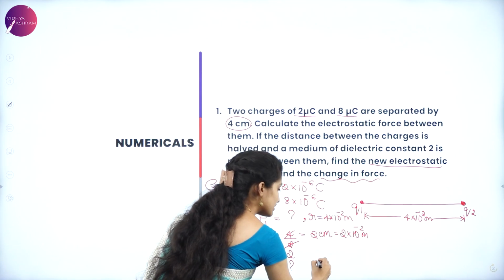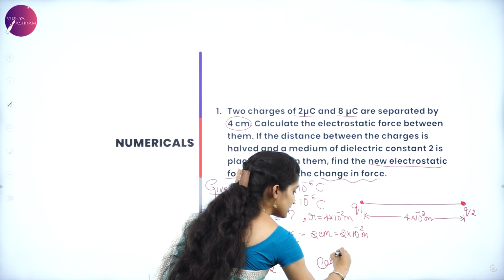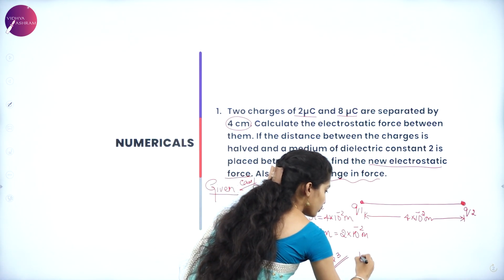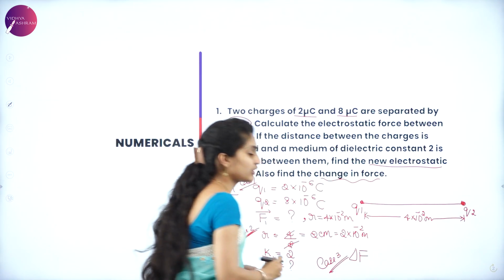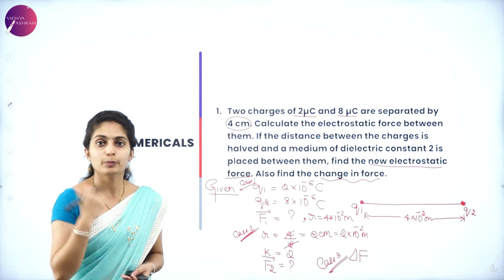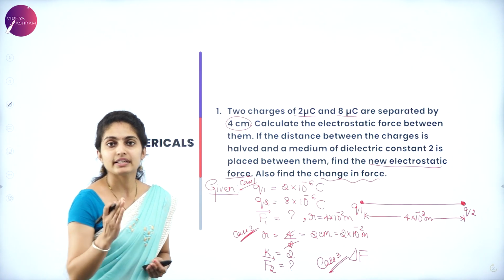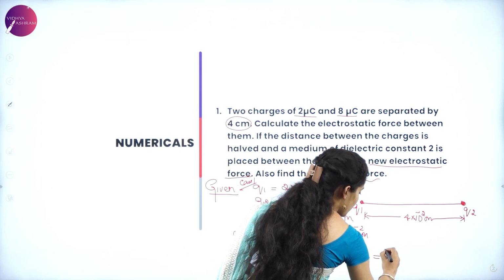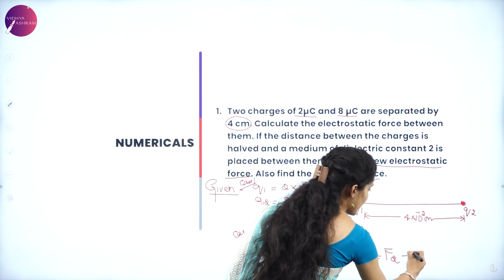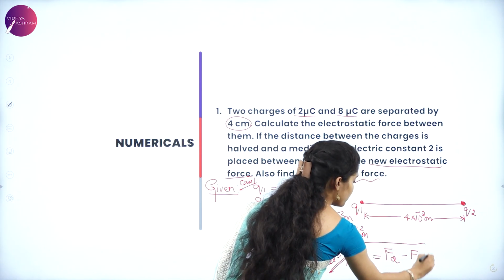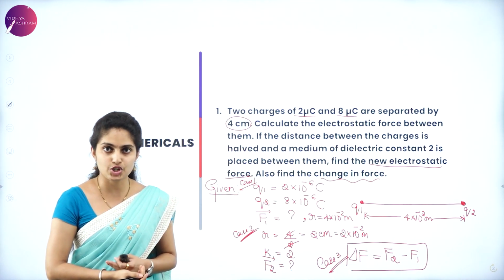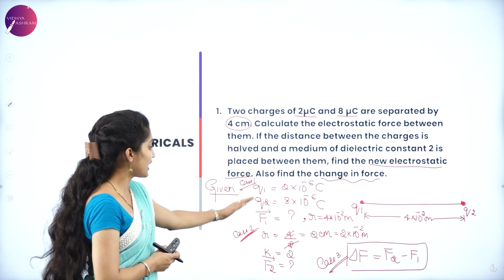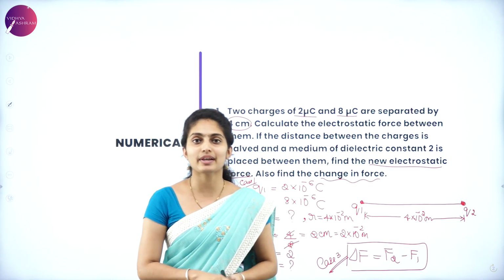Change in force means it is case 3. Let me consider this as case 3. So we have the change in force given by delta F. So second force minus first force. So it is F2 minus F1 will be the formula for this condition. So we have to check case 1, case 2 as well as case 3.